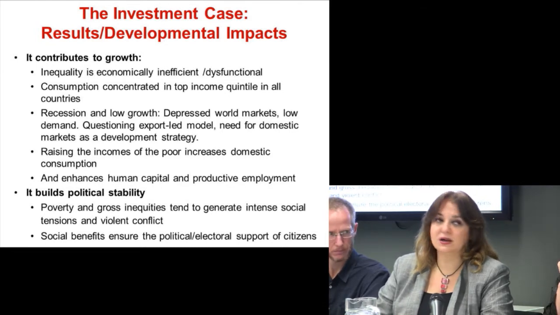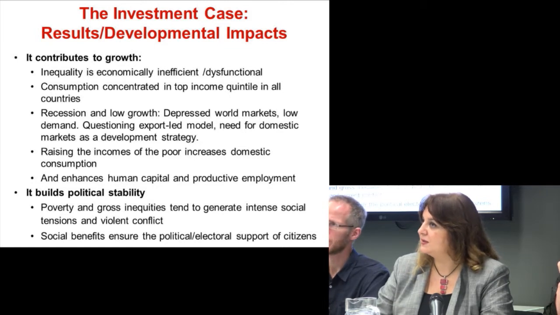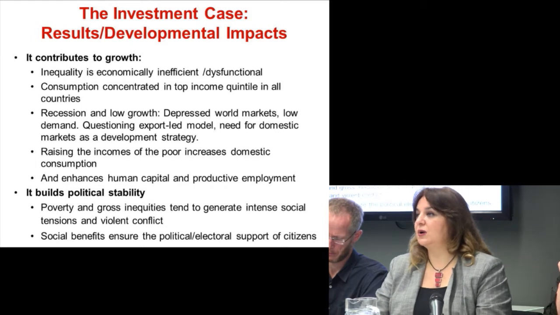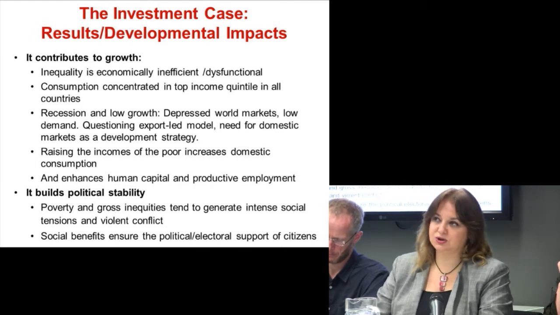And additionally, also very important for many of us, social protection builds political stability. And as we know, poverty and gross inequalities tend to generate social conflict.